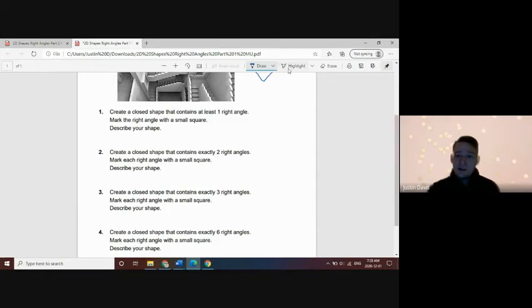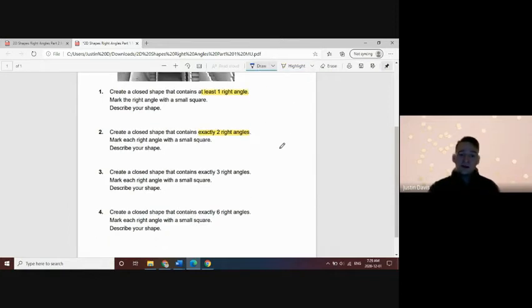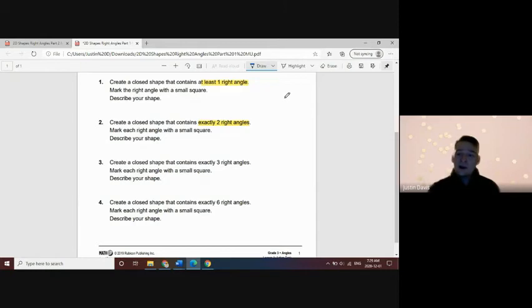So we really have to pay attention to the wording. This one was at least 1, and this one is exactly 2. So now I would be drawing a shape with exactly 2 right angles. And I'm not going to draw them all for you because I want you to get a chance to do some thinking and not just have me do the thinking for you. And then describe your shape. So mark each right angle with a small square, describe your shape.